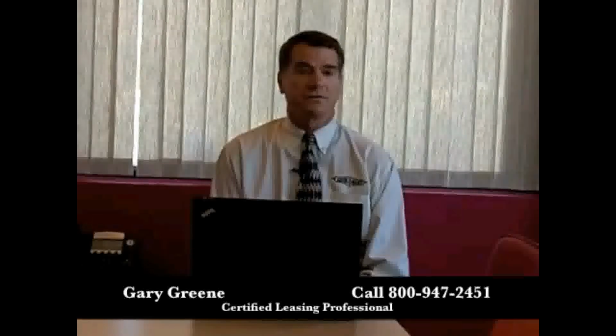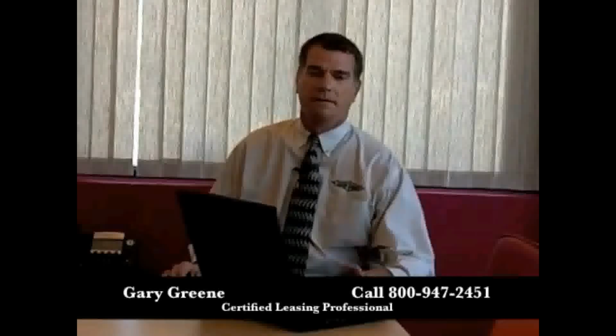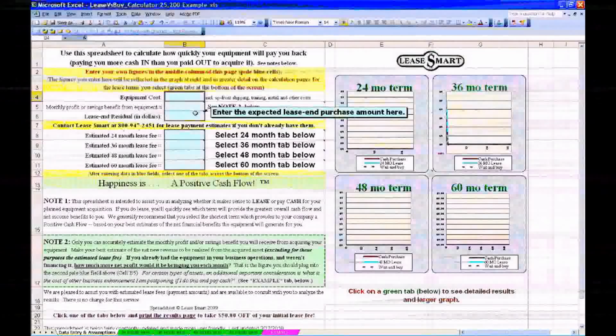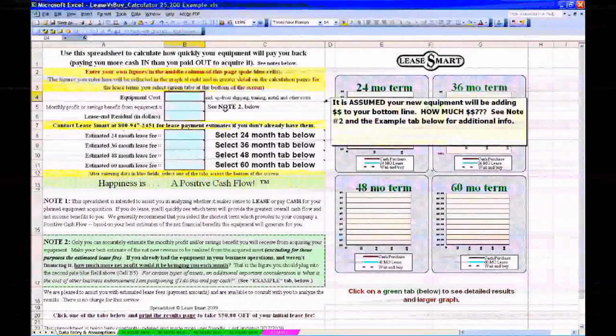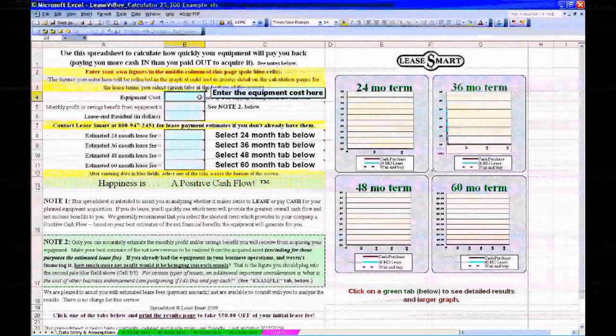Your business and your circumstances will undoubtedly be different from this example, so you can plug in your own figures in these pale blue cells and make your own calculations and graph your own results. Here are the variables used by our customer in this example. The equipment cost is the acquisition cost, the vendor's invoice amount or cash purchase price of the asset, whether he paid cash for it or if he has us buy it to lease to him. In this case, the equipment cost is $25,200.